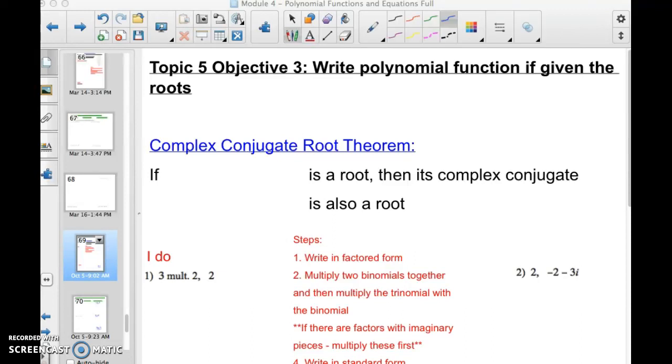It will include multiplication. Does that make sense? Because in order to solve for them, we've had to divide them. So now we're going to multiply them back together. Before we do anything, though, we have to talk about what's called the complex conjugate root theorem.